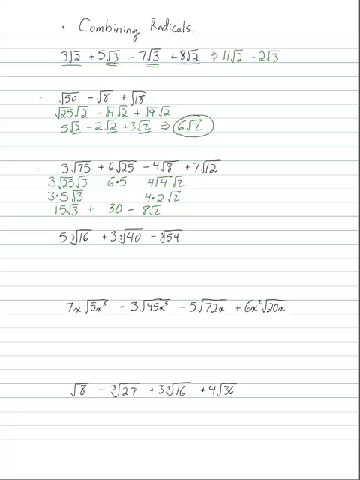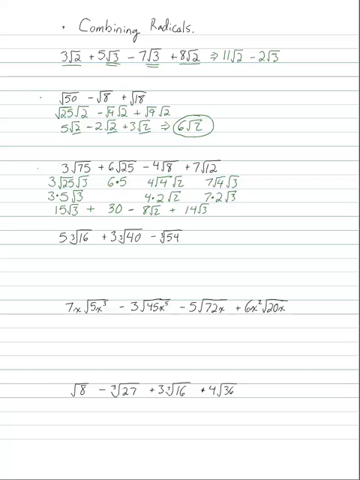7 square root of 12, so 7 square root of 4 times square root of 3, because I know 4 times 3 gives me 12. So 7 square root of 4 is again 2. So 7 times 2, square root of 3. So 14 square roots of 3. That was being added, so I'll bring down the plus.